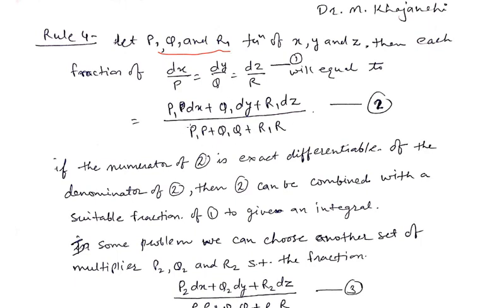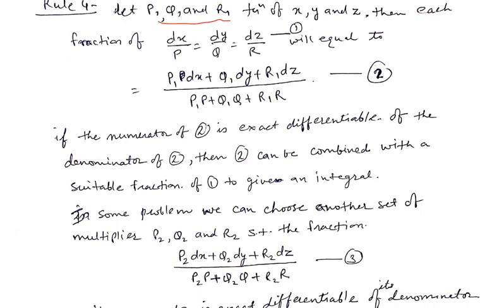Now, in this fraction, the numerator must be the exact differential of the denominator. So we are to choose P1, Q1 and R1 in such a way that the numerator of the newly constructed fraction must be the exact differential of the denominator. Now, we construct a pair of any fraction from equation 1 and from 2 and find the integral.